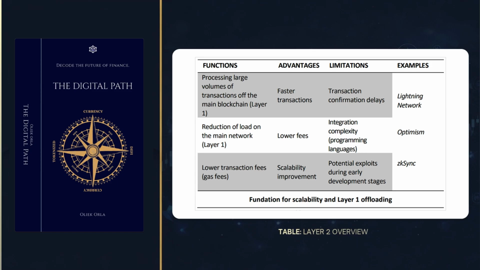For the broader ecosystem, Layer 2 is a critical scaling component that alleviates pressure on the base layer. As a result, blockchain networks become faster, more affordable, and capable of handling a much higher volume of transactions, laying the foundation for mass adoption and a growing user base.